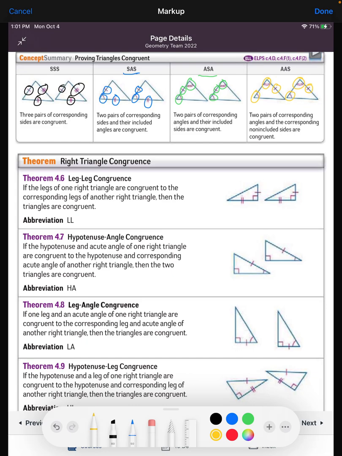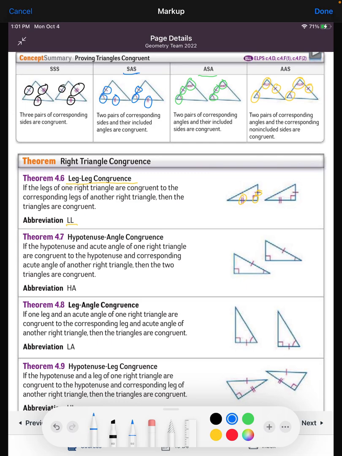We can also look at right triangles and use the same things that we've already learned. So we can use leg-leg congruence, which is abbreviated LL. Leg-leg congruence is kind of like side, angle, side. So if the legs of one right triangle are congruent to the corresponding legs of another, then the triangles are congruent.